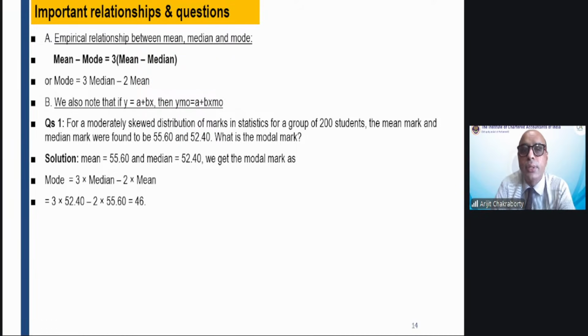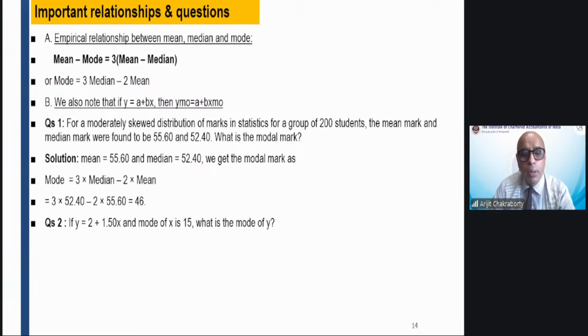As you can see, the step-by-step working is given. So mean minus mode equals 3 into mean minus median. From here, we get the value of mode, which is 3 into median minus 2 into mean. So that is the value of the mode. Accordingly, we get the solution. Mode equals 46.